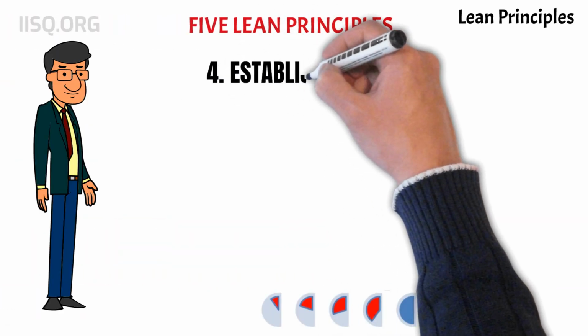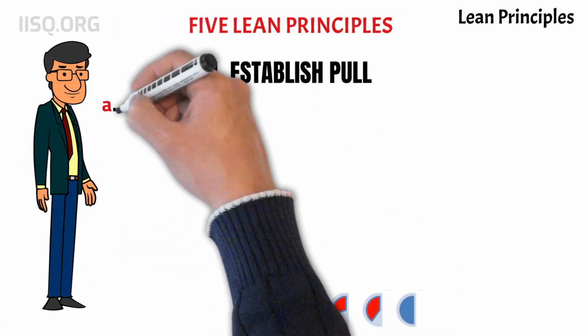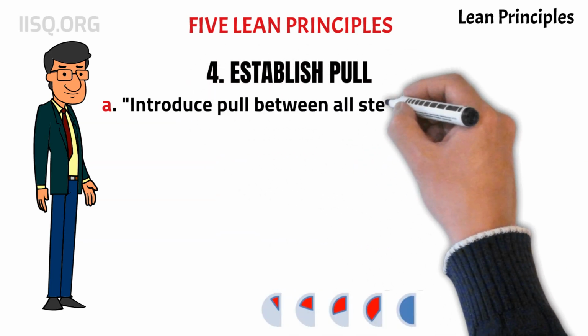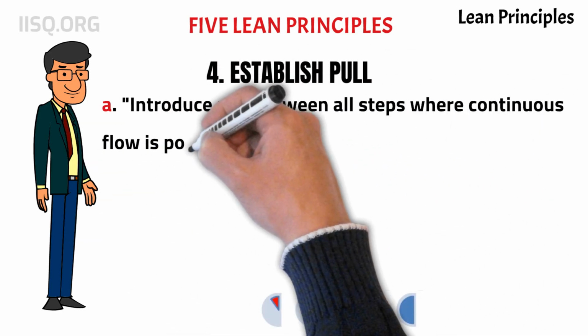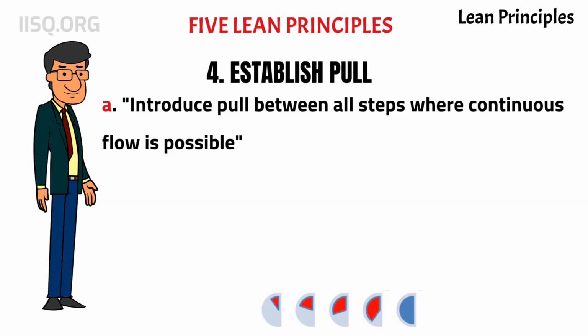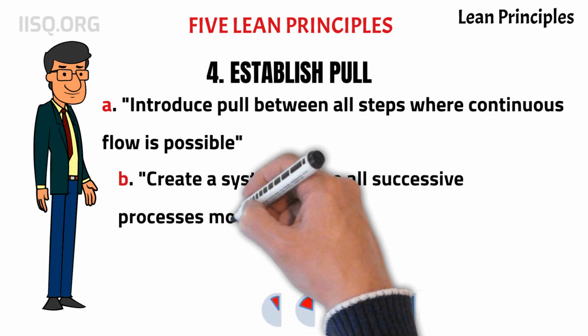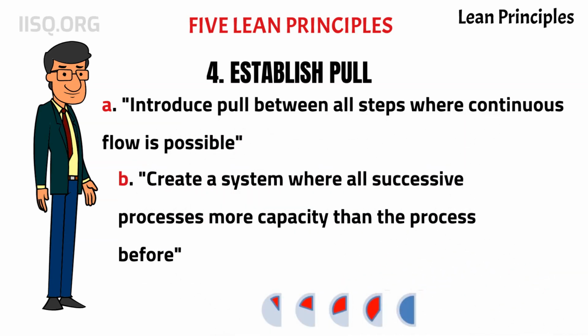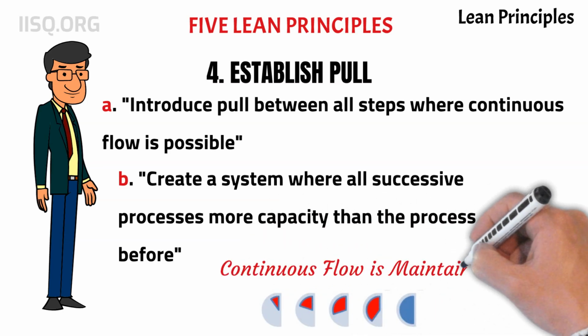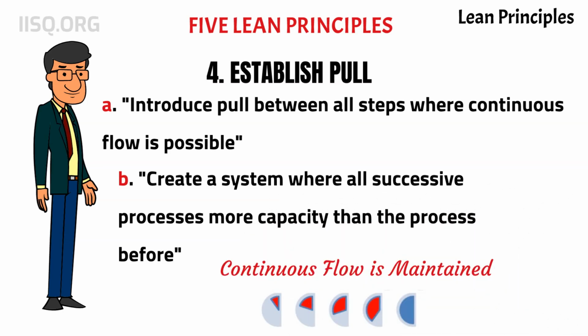4. Establish pull. Here, introduce pull between all steps where continuous flow is possible. Create a system and a process where all successive processes have the capacity to absorb more than the process before. This will ensure that a continuous flow is maintained.